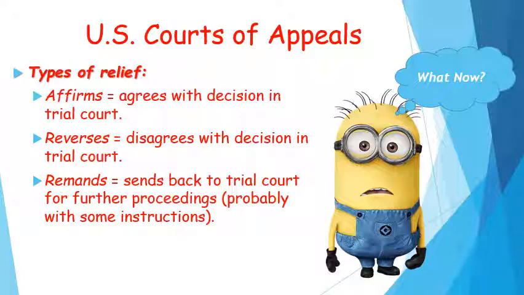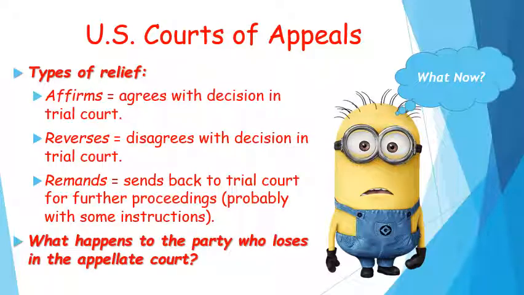The third option they have is to remand the case. What this means is that they can send it back to the trial court for further proceedings. Usually they will send instructions. They will say, look, this case needs to go back to the trial court, and we need you to do this and this and this as you reconsider the case. So these are the 3 options you will have when the U.S. Court of Appeals hears a case.